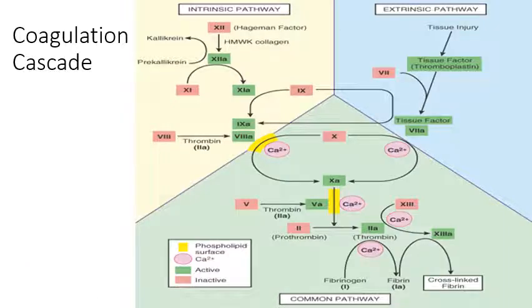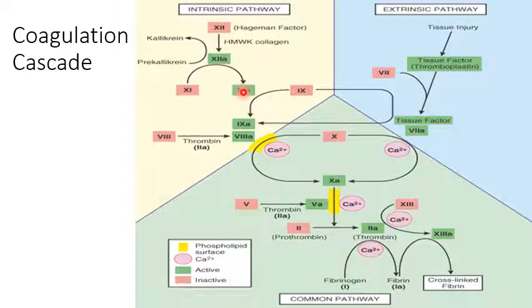So here you have another summary of all of that. Over here we have the intrinsic or contact activation pathway. Over here we have the extrinsic or tissue factor pathway. And then at the bottom here we have the common pathway that both of those feed into. Okay, so here at the top of the intrinsic pathway or contact activation pathway, we have factor 12. That is activated by exposed collagen fibers to factor 12A.